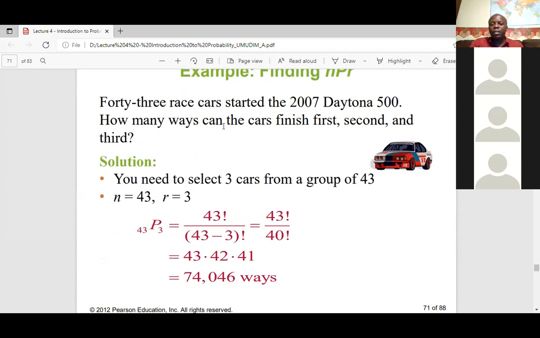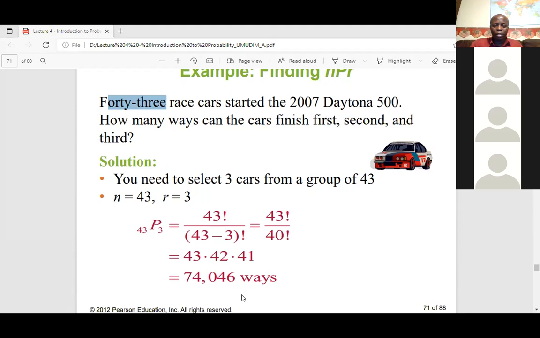All right, look at this. Three race cars started the 2007 Daytona 500. How many ways can the cars finish first, second, and third? You can see there's a specific order: first, second, and third. That automatically tells you that this is going to be a permutation. So for the 3 cars, N is 3, and R is how many ways. R is 3 because you have first, second, and third.